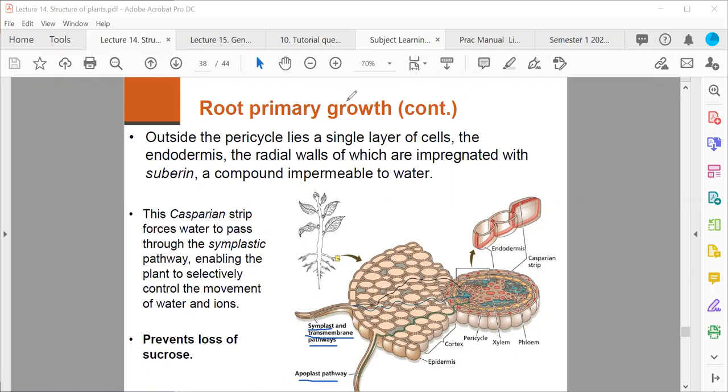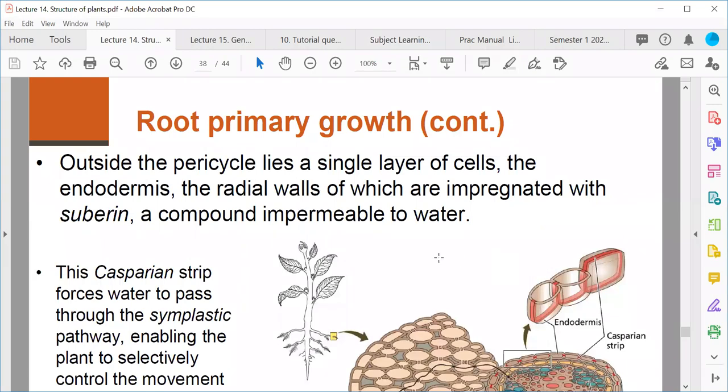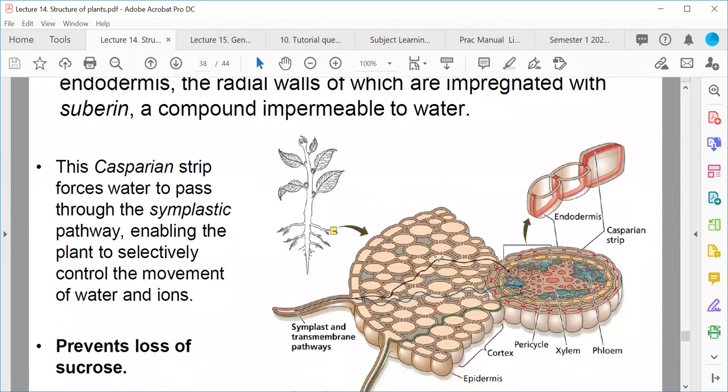All right, but what's interesting, once any of these pathways hits the endodermis, let me just clear everything there. And I'll just enlarge that. Hopefully you can see that a bit better.